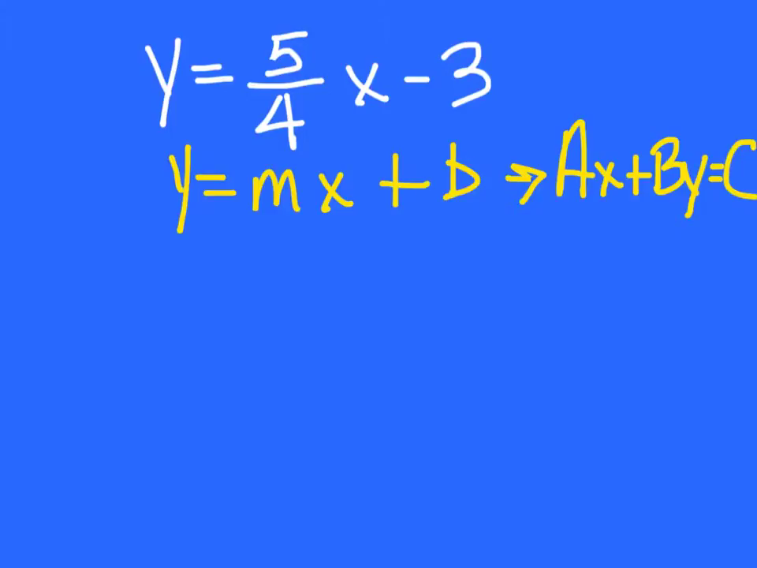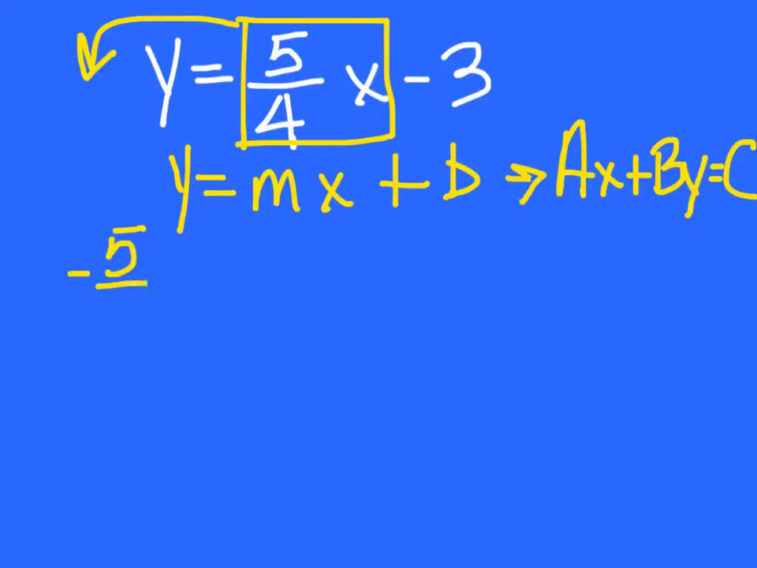What is my first move in changing this? You're going to bring the 5 over 4x to the other side and change the sign. Yes, move that to the left side and change the sign. So it would be negative 5/4 x plus y equals a negative 3.